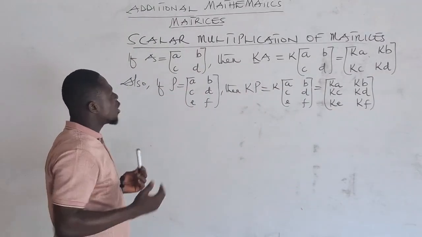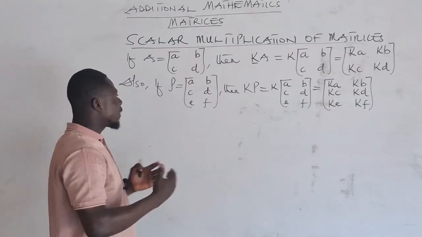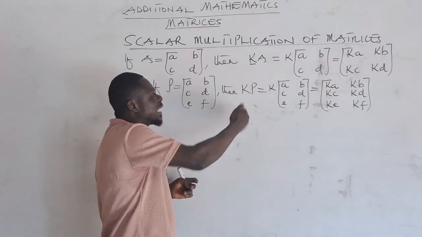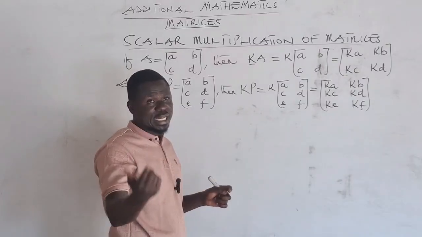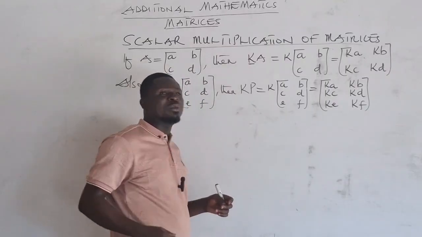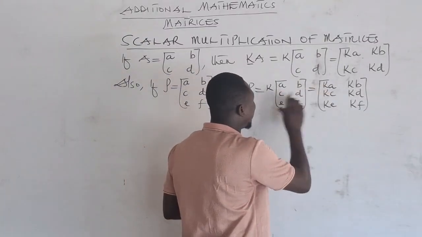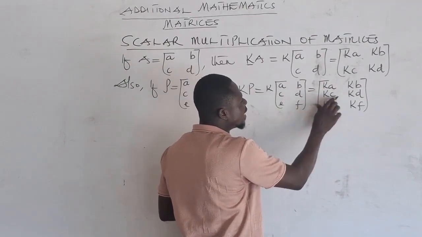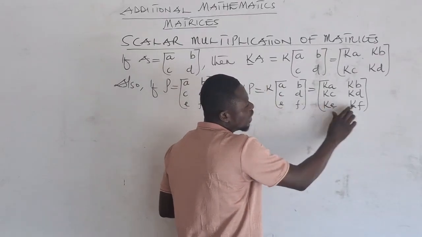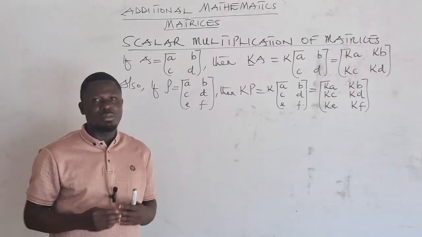Also, if P is equal to a, b, c, d, e, f, this is a 3 by 2 matrix: 3 rows, 2 columns. If a scalar is to be multiplied by the matrix here, the same thing will be done. The k will be multiplied by each of the elements of the matrix. So we have ka, kb, kc, kd, ke, kf. So that is how a scalar is multiplied by a matrix.